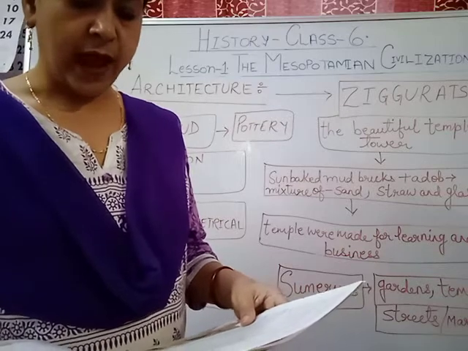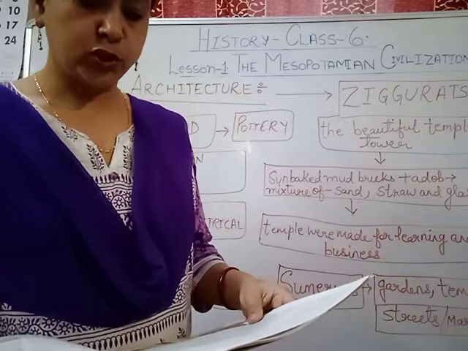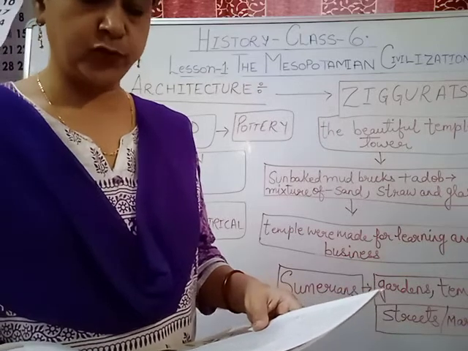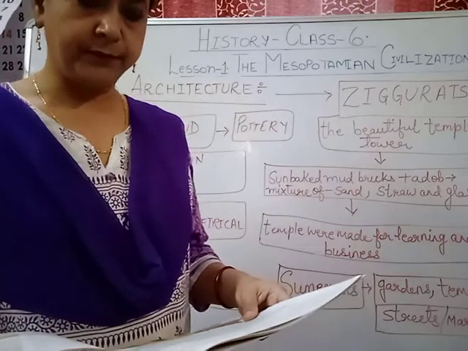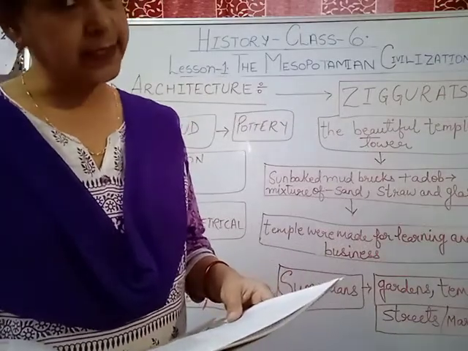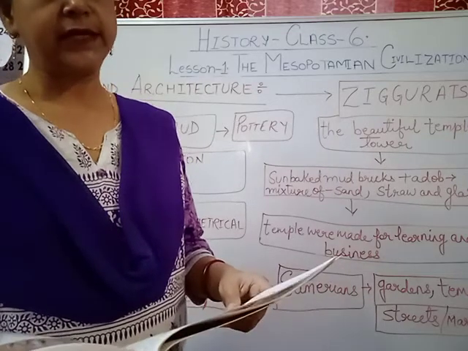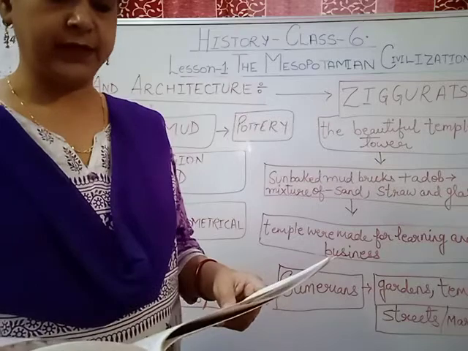Mesopotamian houses and other buildings had dome arches and walls. Sumerians were the first to build a city garden, temples, streets and markets. So children, what is art and architecture? Architecture means the technique or design of buildings.